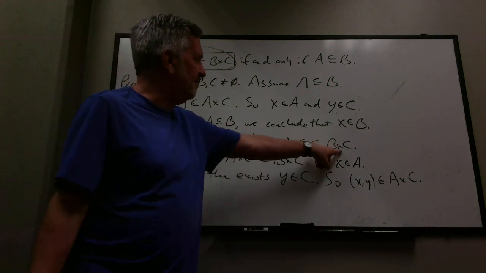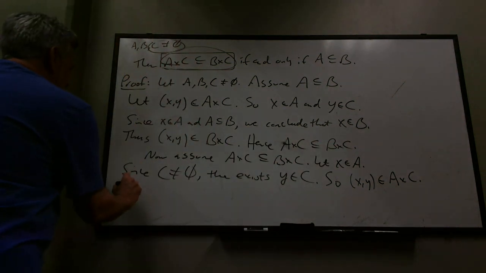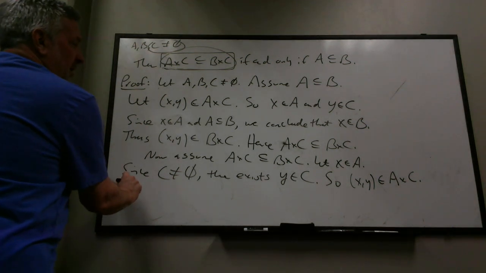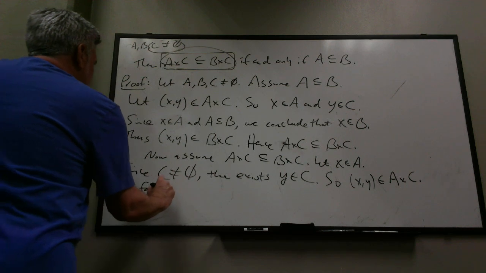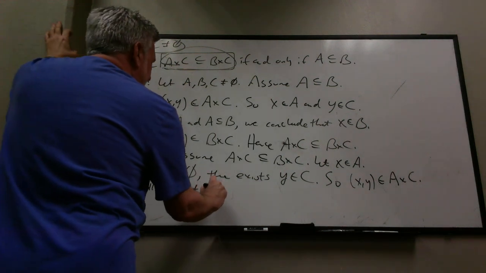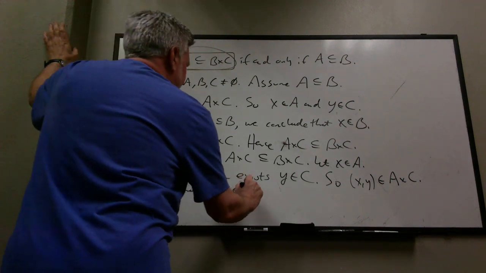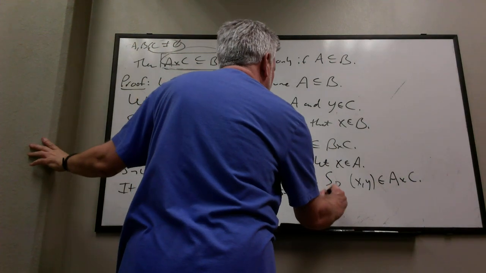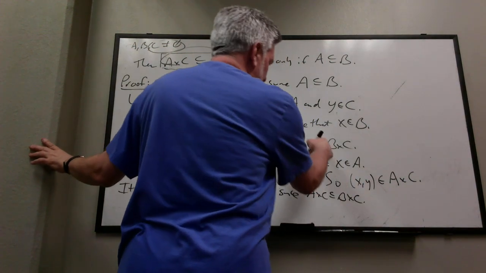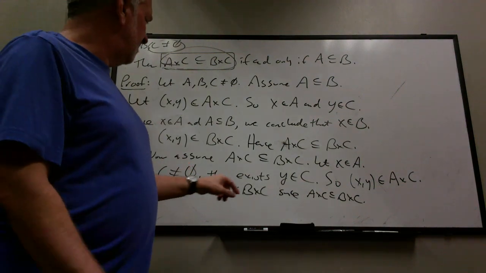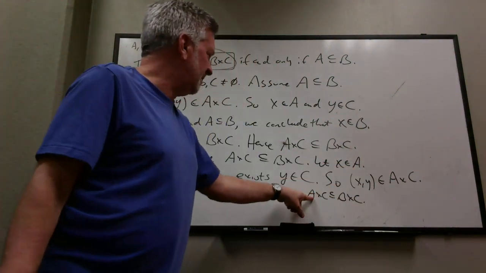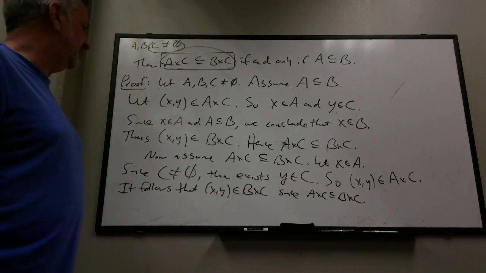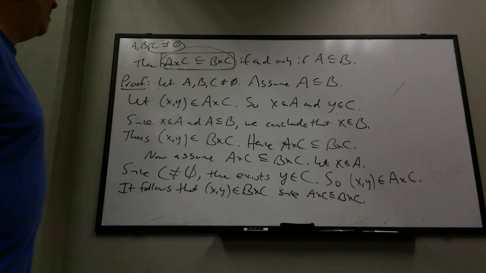A cross C is a subset of B cross C, so it follows that XY is an element of B cross C, since A cross C is contained in B cross C. Again, we mentioned this a long time ago, and I went ahead and mentioned it again. So XY is in A cross C. Because this is a subset of B cross C, that means XY is also in B cross C.